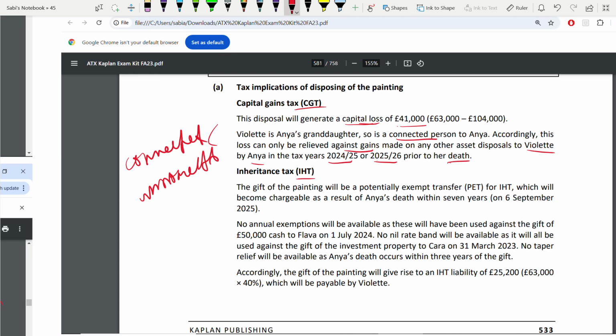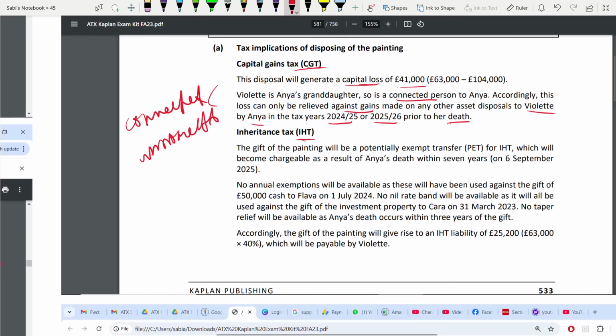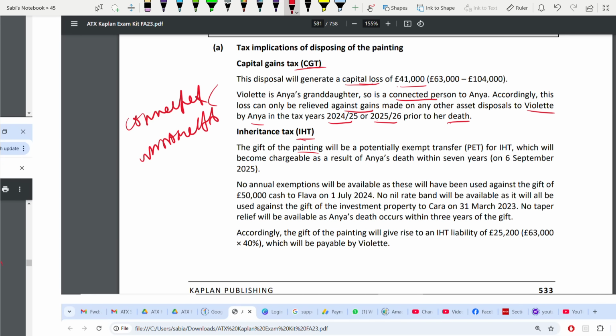Anya is the grandmother. Coming to IHT. CGT is often easier to explain compared to IHT. IHT has a lot of things to explain. So for IHT, you are gifting a painting to whom? To an individual. This is a PET. And when Anya dies, because Anya is dying within 7 years, it becomes chargeable.